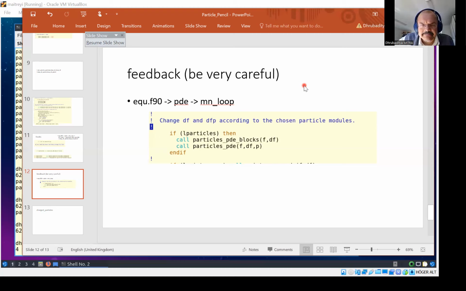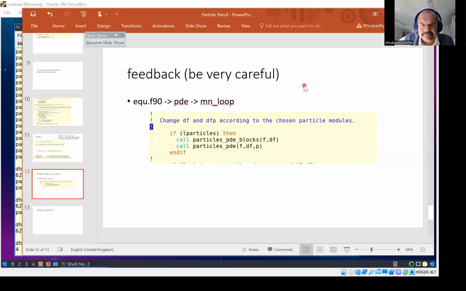Okay. So how you do this, you have to do it very, very carefully. We have done this and other people have done this, and there is a long history of doing it in the Pencil Code. It is done, but do it carefully. This is the place where it is very easy to make mistakes.